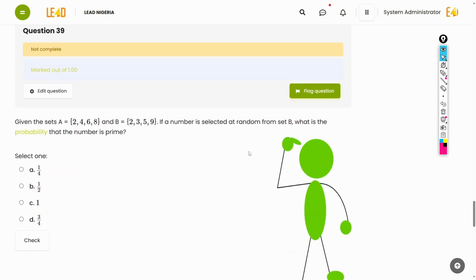Okay. A number is selected at random from set B. So we just have 4 numbers here from set B. What is the probability that the number is prime? What prime numbers do we have? We have 2, 3, and 5. They are prime numbers, right? So that's 3 out of 4. Out of the 4 possible numbers in set B, 3 of them are prime. So the probability is 3 in 4.